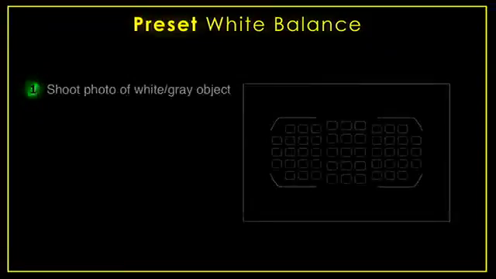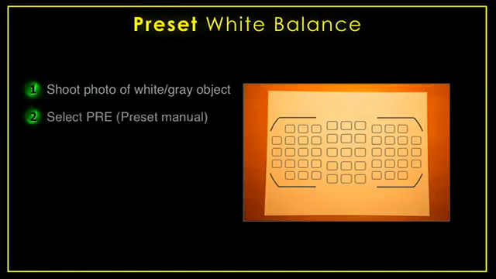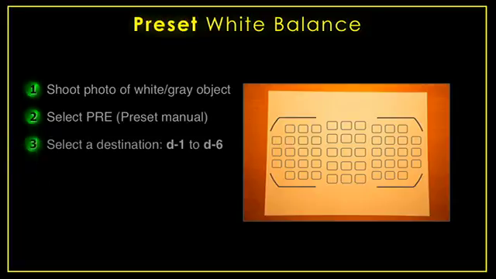One of the settings that you can do in here is what's called preset white balance. This is where you don't know what color the light source is, and you're going to photograph a white object. In this case, I have a white piece of paper in the photograph, and as you can see, it seems very orange or yellowish. So what you would do is first shoot a photograph of a white piece of paper or a gray object. Anything neutral in color will work. You would select preset manual, known as PRE, and you would need to select a destination.